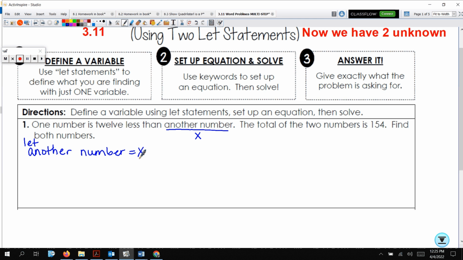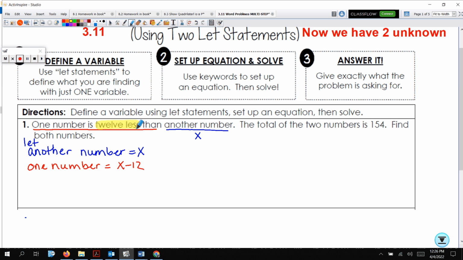Now let's reread it and see if we can find something else. One number is 12 less than another number. So one number, we're going to let one number equal x minus 12. Remember that term less than? That's a turnaround phrase. So that means I had to put my x first, okay? So now I have one number is x minus 12, and another number is x.